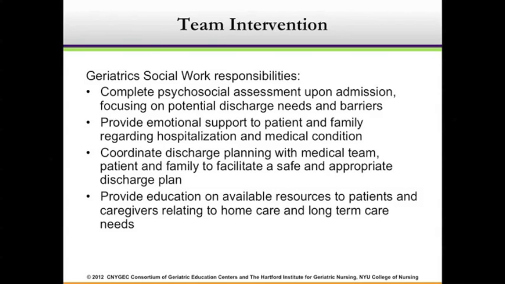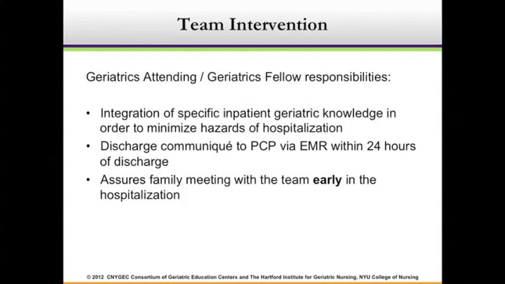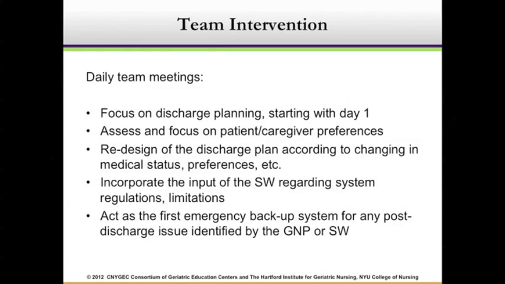The social worker does the complete psychosocial assessment upon discharge and anticipating any barriers or needs towards discharge, and really coordinating all the discharge planning, setting up the home care, facilitating nursing visits, or if the patient's going to a nursing home, any rehab. The attending and the fellow are most responsible for managing the medical care of the patient while they're in the hospital. And we also always assure to have a family meeting early on in the hospitalization, which the attending and the fellow will lead. Our team meets every morning at 9 a.m. to have an interdisciplinary meeting.